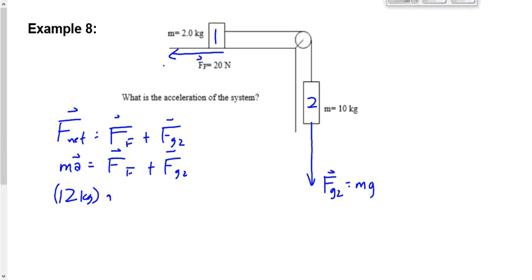Now we're going to multiply that by the mass. What value would we use for FF? 20 newtons? Or would it be negative 20 newtons because it's acting to the left, right? Again, don't write this down yet, guys.